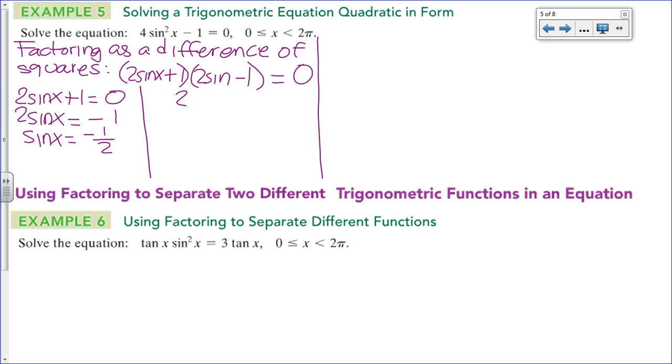And the other one is 2 sine x minus 1 is equal to 0. So then 2 times sine x is equal to positive 1. And then we divide by 2. So if you guys notice here, how many solutions do you think we're going to get within this 0 to 2 pi?